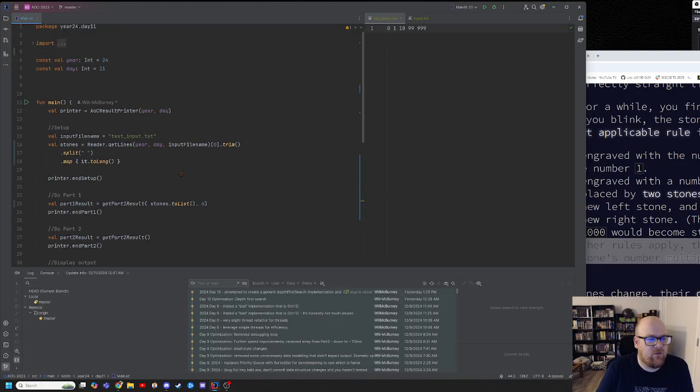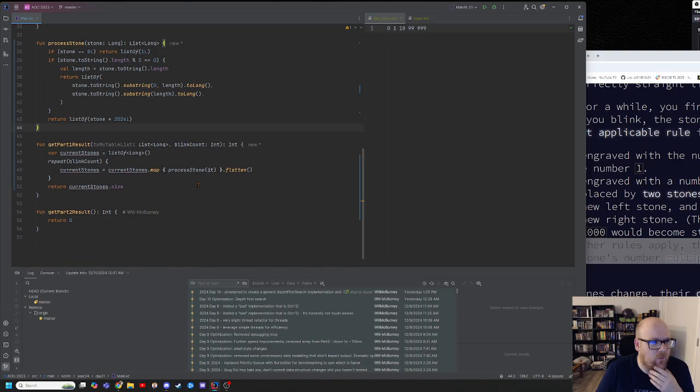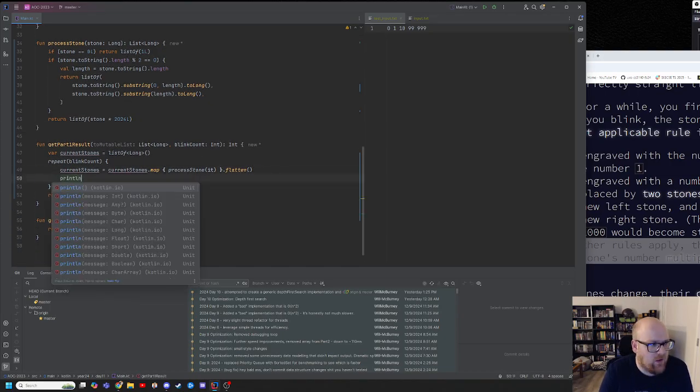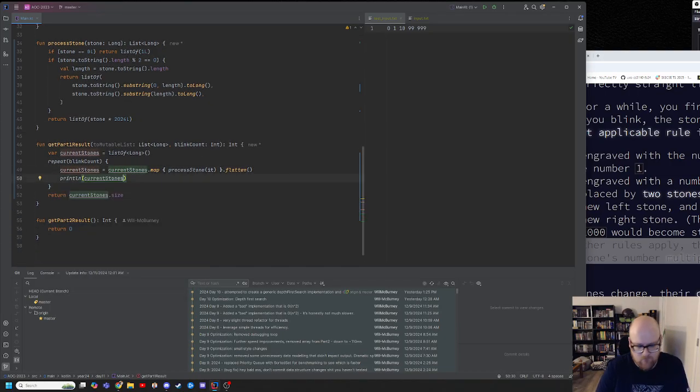Okay, so let's just do it 6 times, and then the other thing I'm going to do is print line current stones for debugging.